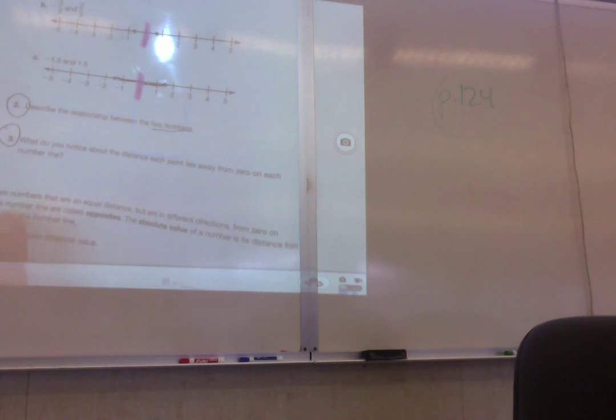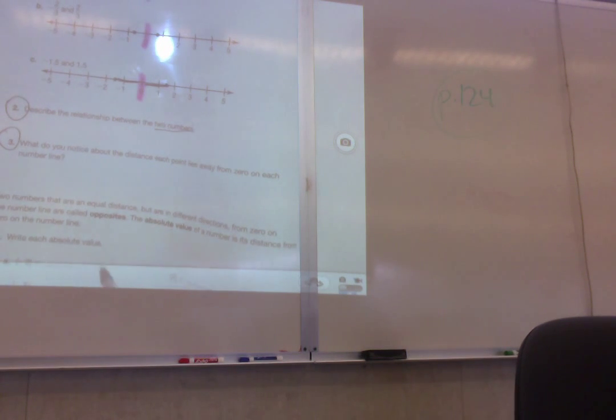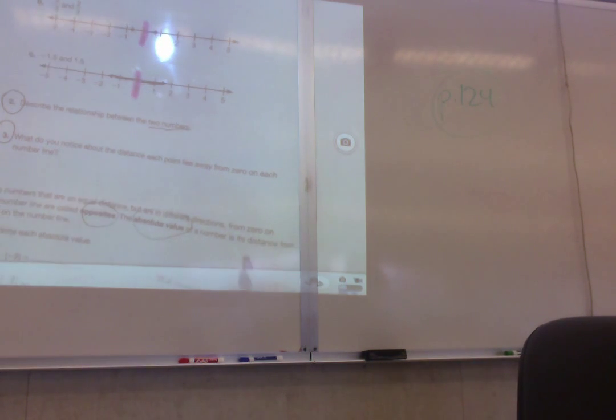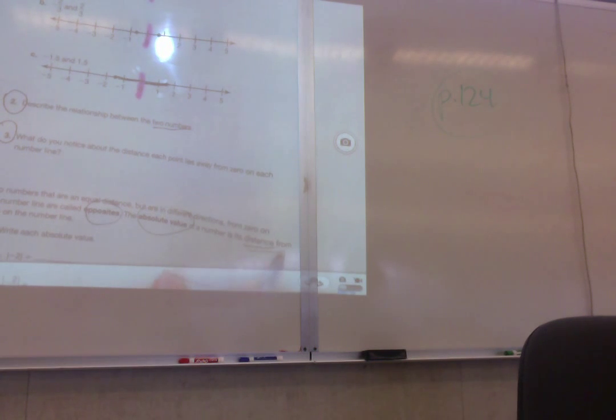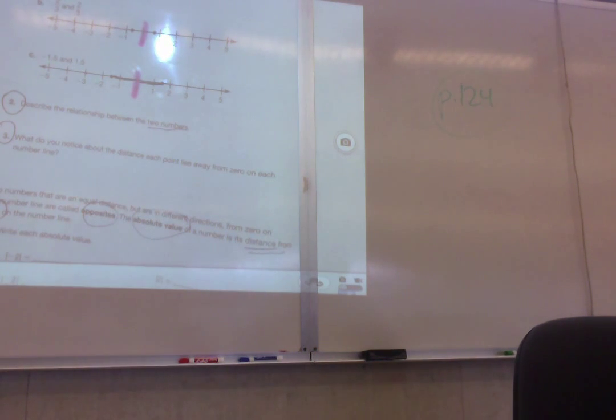Could you read, please? Two numbers that are equal distance. Numbers that are equal distance in different directions from 0 on the number line are called opposites. The absolute value of a number is its distance from 0 on the number line. Okay, so we just defined two key ideas, opposites and absolute value. The opposites was the first thing we talked about. One's a plus, one's a minus, but the value we see is the same. Absolute value is distance from 0 on a number line, and it's always a positive amount.